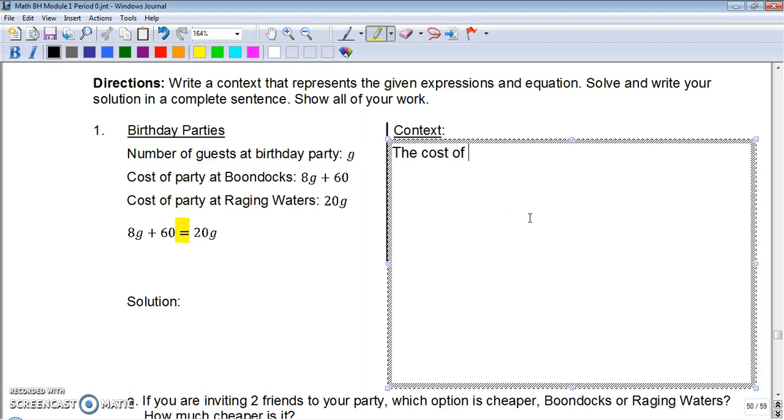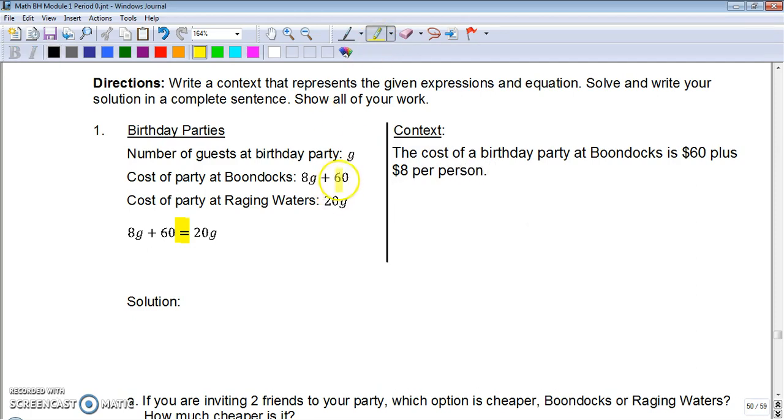Let's do the cost of, and we already know it's a birthday party. Birthday party at Boondocks is $60 plus $8 per person. So there's a flat rate. This would be the flat rate here. And there's also the per person rate.